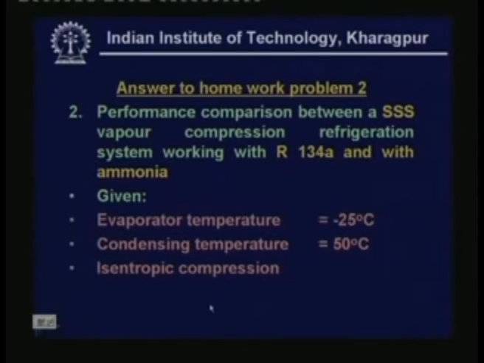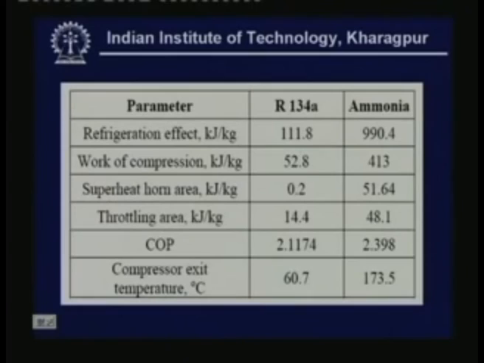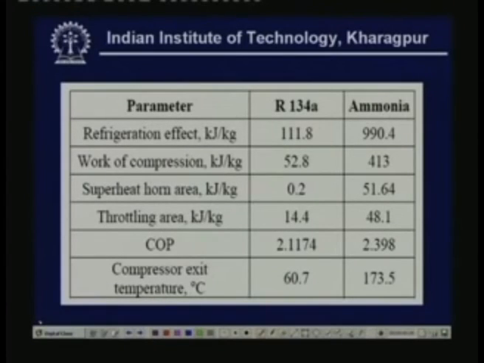The second problem was the comparison between a simple saturation vapor compression system working with R134A and with ammonia, for the same evaporator and condensing temperatures and isentropic compression. The evaporator temperature is given as minus 25 degrees centigrade and the condensing temperature is given as 50 degrees centigrade. Again, here the performance comparison is shown. In fact, this is for R134A, which I worked out in the last class. So, I asked you to work it out for ammonia.